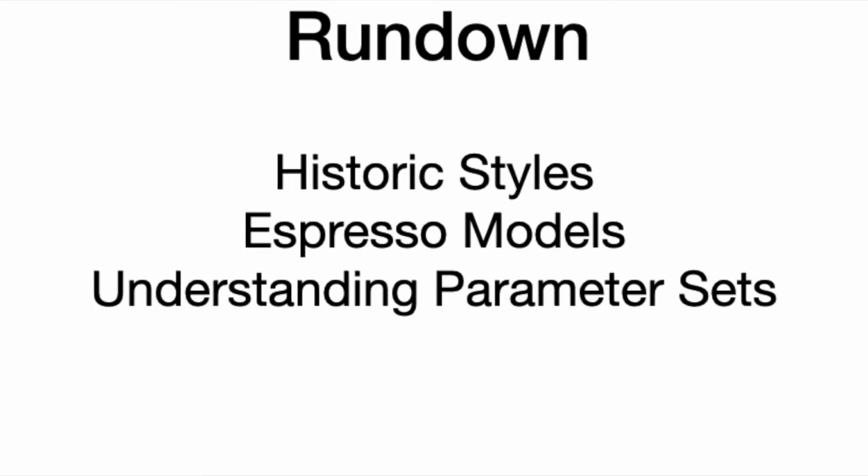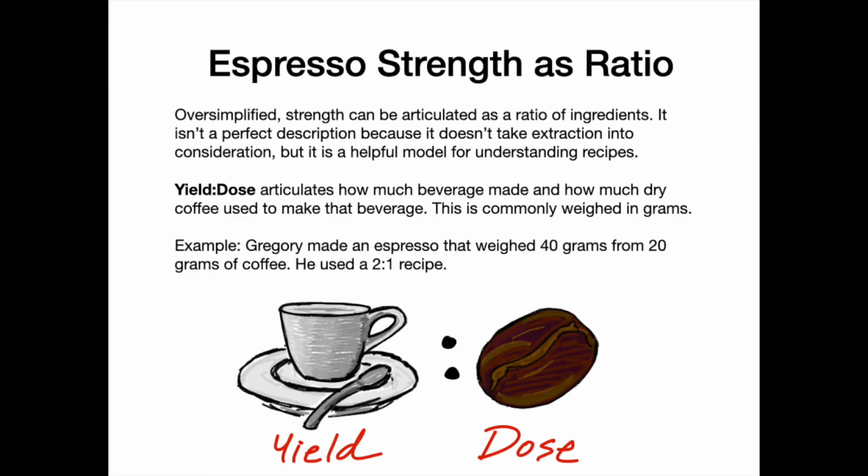Anyway, let's dive into strength versus extraction. Okay, so let's look at espresso strength. Strength, at least the way I think about it, is a relationship of ingredients, right? We're talking about yield to dose. Like it says in the slide, it isn't a perfect description because it doesn't take extraction quality into consideration.